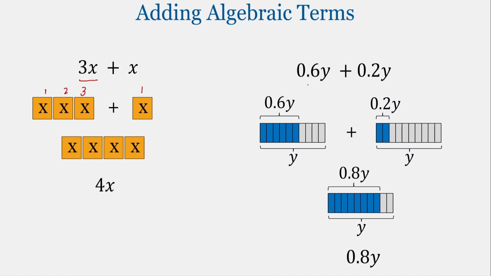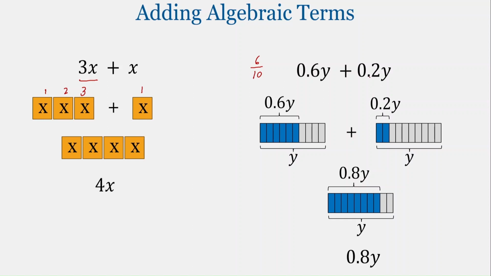Now let's look at some examples with decimals. So in this example, we have 0.6y plus 0.2y. So 0.6, or 6/10, that is the fraction 6 over 10. So if we had y, and y is this entire section here, and we split it into 10 equal parts. Of those 10 parts, 6 of them would be included, and I've shaded those 6 blue in this example. So 0.6y is represented by these blue bars within the y.